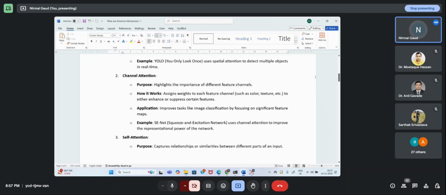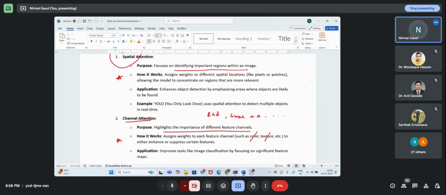Then comes the channel attention. Again important, I focus upon different channels. You know, channel, RGB. I taught three channels. One channel is grayscale, and when you add the kernels, the channels keep increasing. So here we are focusing upon the channel. Channel comprises color, texture in an image, etc. And spatial resolution comprises pixels and patches. So we will be dividing the image into pixels or patches, and we will assign weight to them.